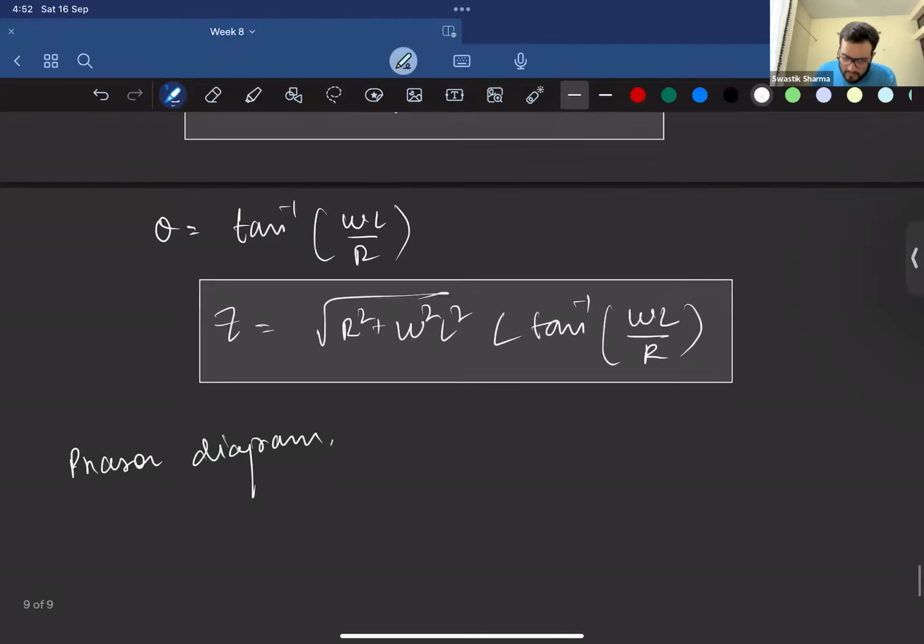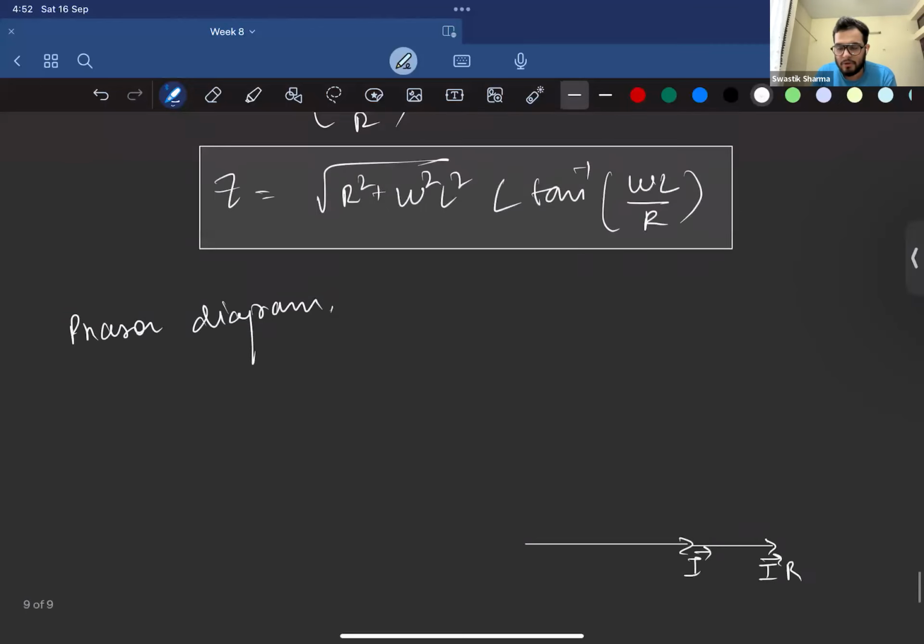Now across the inductor, as I said, the voltage will lead the current. So this is omega L, right? The equivalent voltage is given by this, which leads with an angle theta, and the theta value is given by tan inverse omega L by R. So that is exactly how you represent this whole circuit in a phasor diagram.